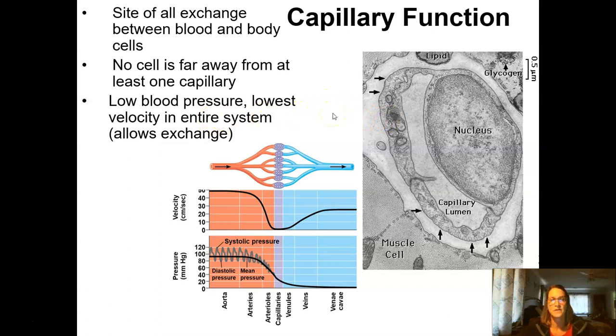They have low blood pressure, not quite as low as veins, but they also have really low velocity. And that is because they are divided into a whole bunch of different tiny little vessels, which slows down the flow of the blood. So the reason why they need to have low velocity is because that facilitates exchange with the other cells that are close by. This figure right here is showing a capillary.